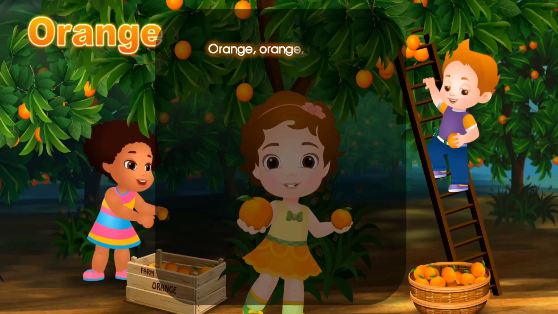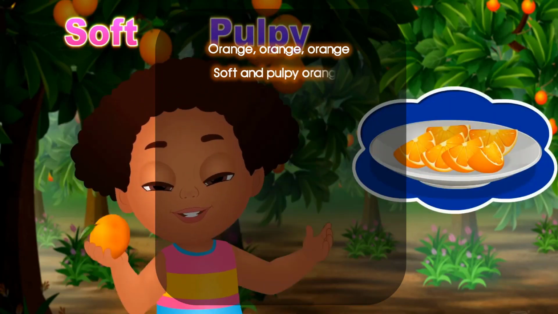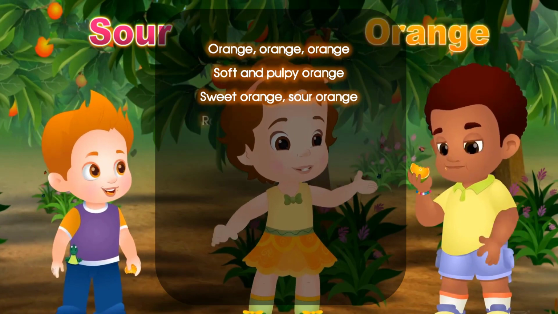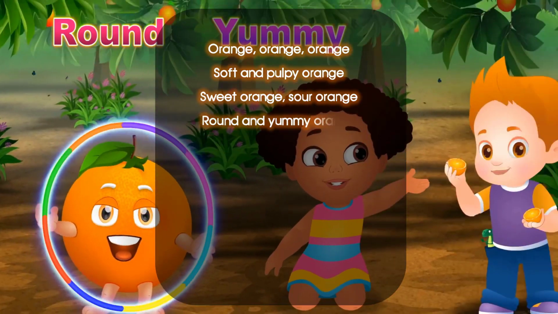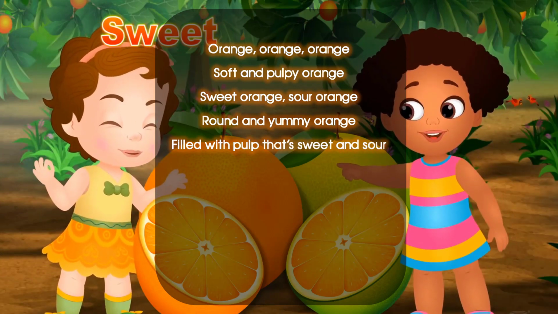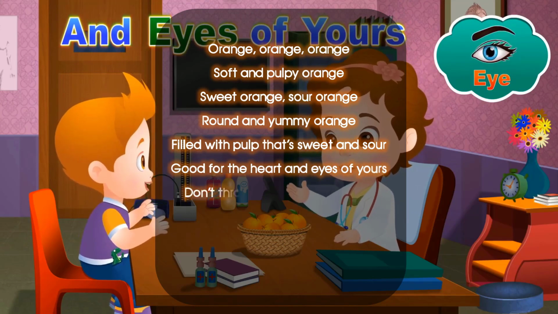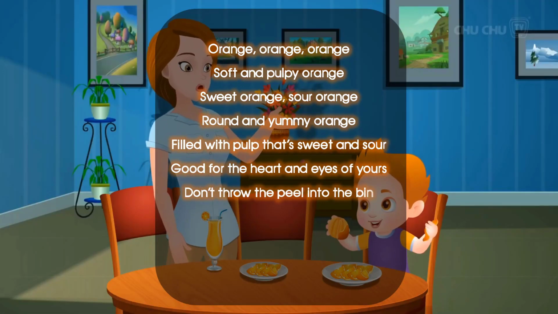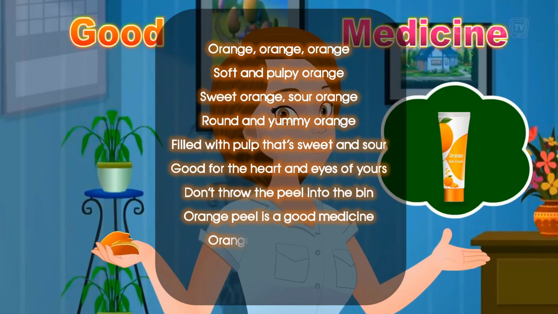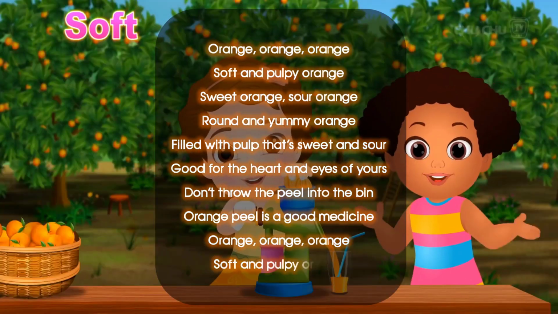Orange, orange, orange, soft and pulpy orange, sweet orange, sour orange, round and yummy orange, filled with pulp that's sweet and sour, good for the heart and eyes of yours. Don't throw the peel into the bin. Orange peel is a good medicine. Orange, orange, orange, soft and pulpy orange.